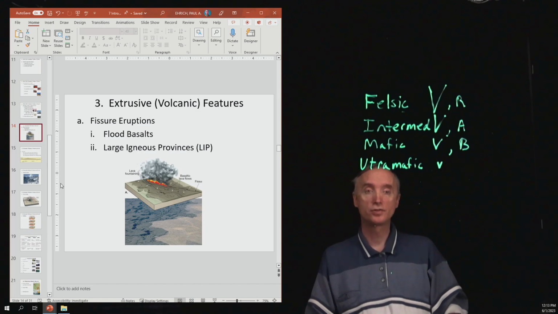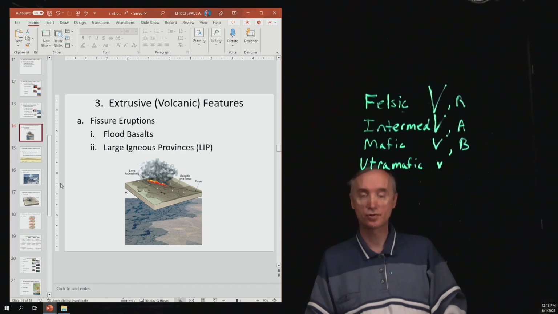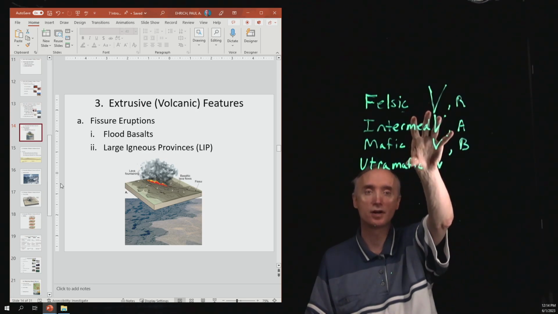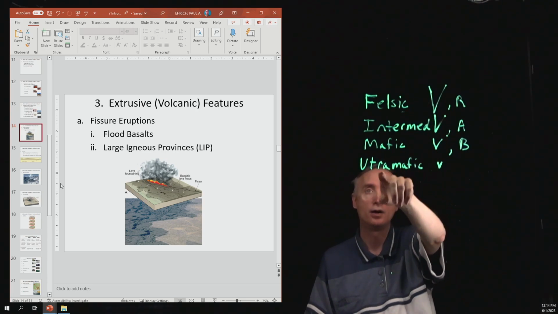Okay, so now we want to talk about what kinds of structures are going to be formed by this lava when it comes up to the surface. When it was inside the Earth, we talked about things such as batholiths and sills and dikes. Now we want to talk about what happens at the surface of the Earth and what kinds of features are formed. So here's our summary of what we've got so far.